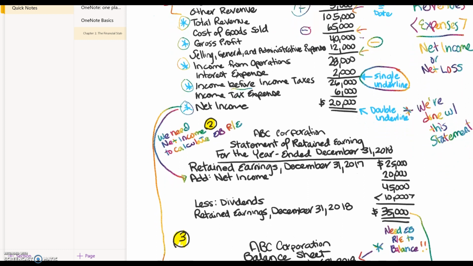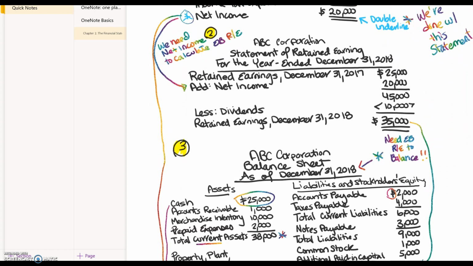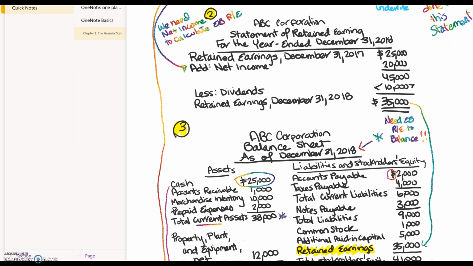So the second financial statement that we're creating is the statement of retained earnings. How did retained earnings change year over year? In order to calculate the ending balance of retained earnings, i.e. the balance as of December 31st, 2018, we need net income from the income statement. So we have to prepare the income statement first.